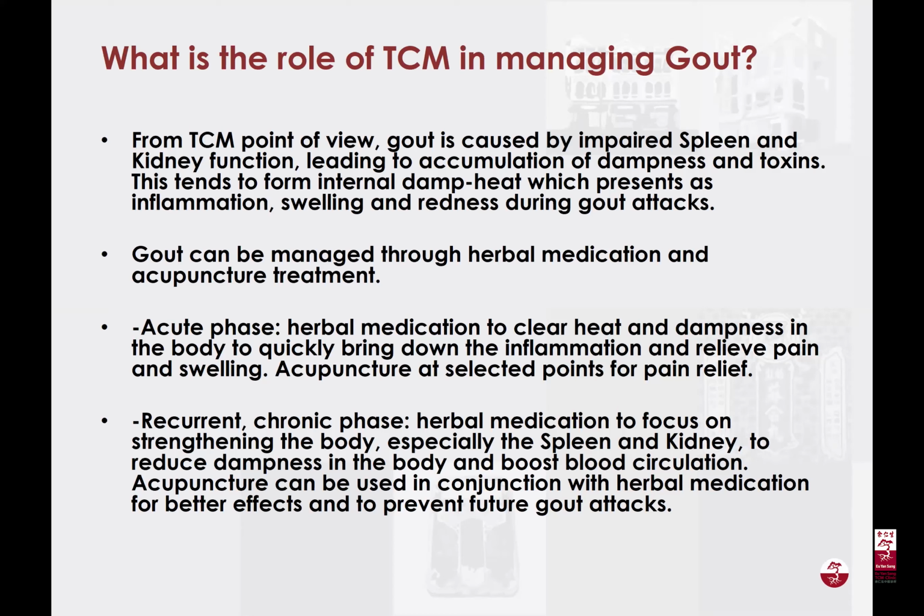So during the chronic phase, which is when we are not having gout attacks, we want to prevent a future gout attack. So this is when we will prescribe some herbal medication to strengthen the body. We want to strengthen the spleen and kidney, to reduce dampness in the body, to boost the blood circulation, and also really to help the kidney function to excrete your uric acid. And of course, acupuncture can also be used. We have some points on, let's say, the stomach, on the legs, to strengthen the body, to strengthen the spleen and kidney function.